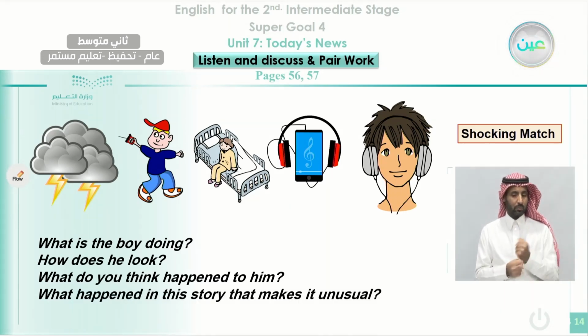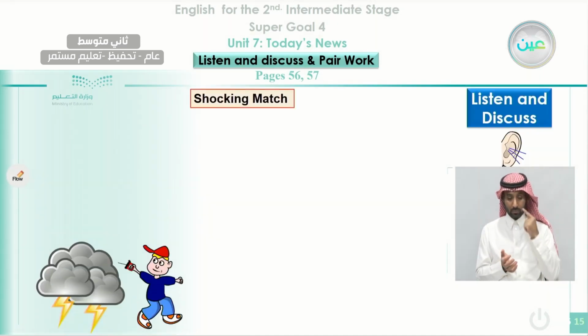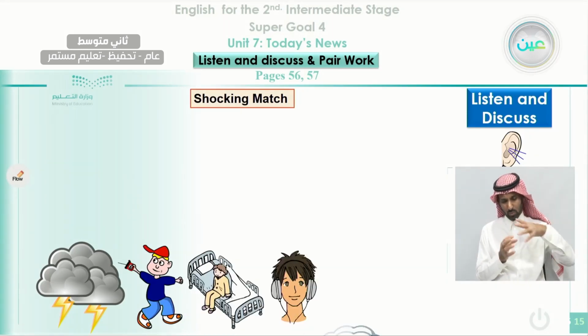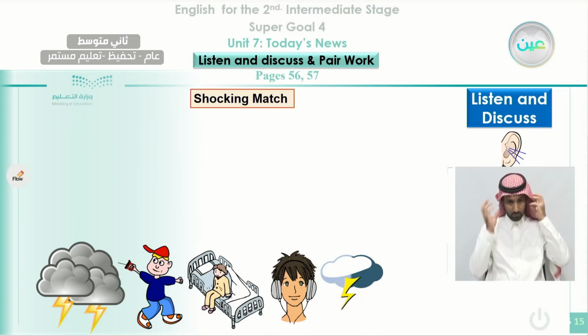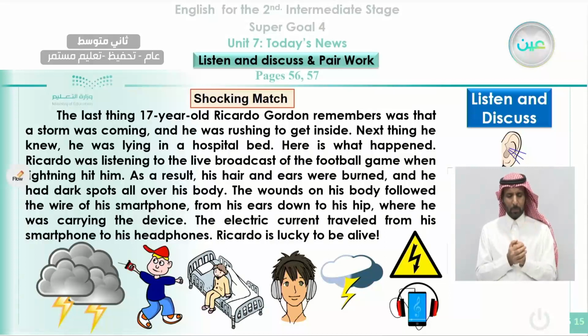What happened in this story that makes it unusual? There is something that makes it unusual. As we said, there is a storm, and the boy was using his cell phone connected to the headphones, and it was very dangerous, and something bad happened to this boy. But fortunately, he was not killed by what happened. Let's read and find out about this story.